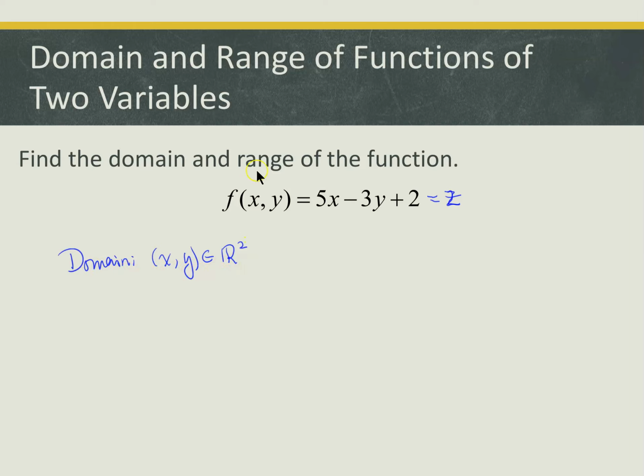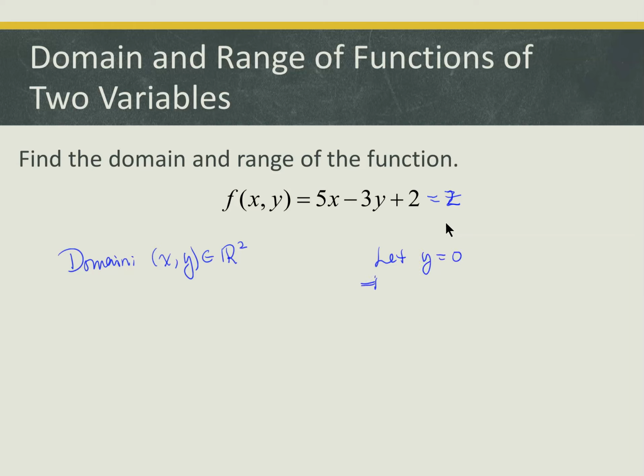That's the domain. Now we need to think about the range of the function. So we have this equation that relates the function to z, and we need to explore the relationship between the variables x, y, and z. Now, one way of doing that is to choose a value for x or for y and see what happens to the remainder of the equation. So let's go ahead and we'll let y equal 0.